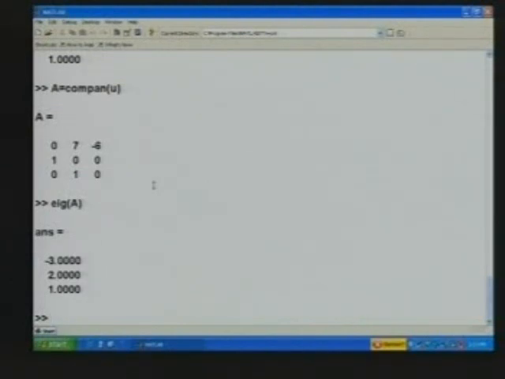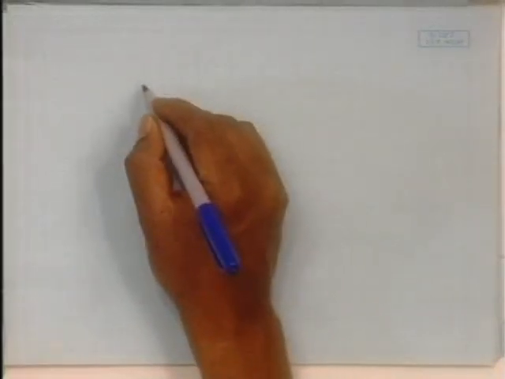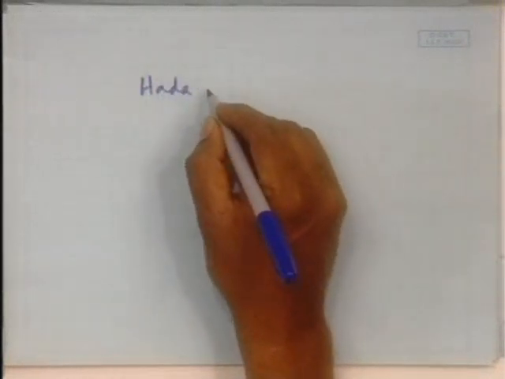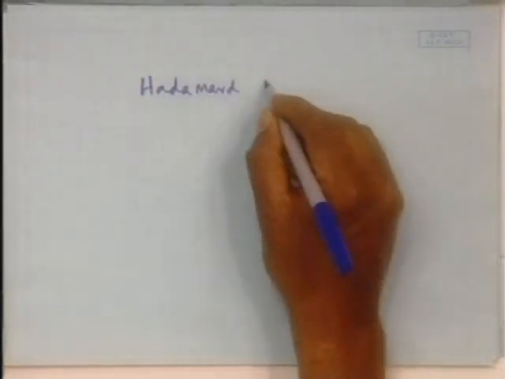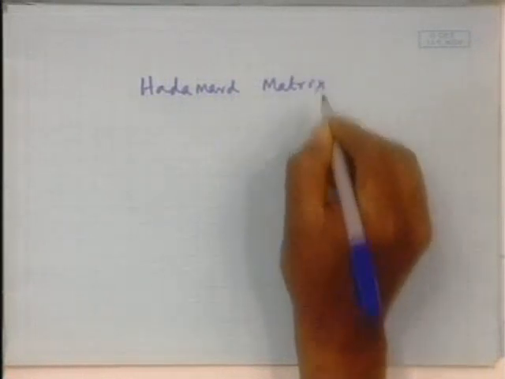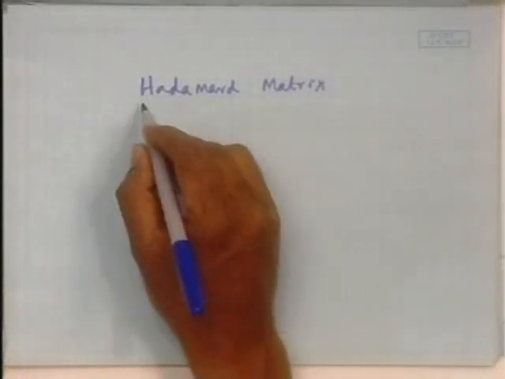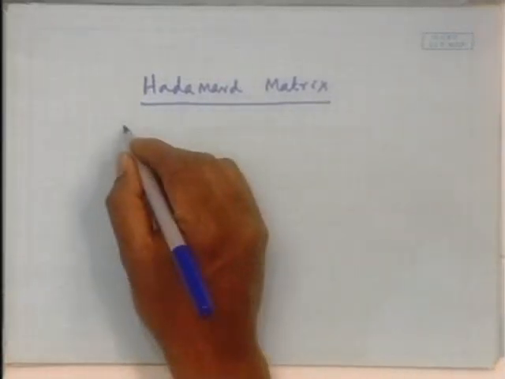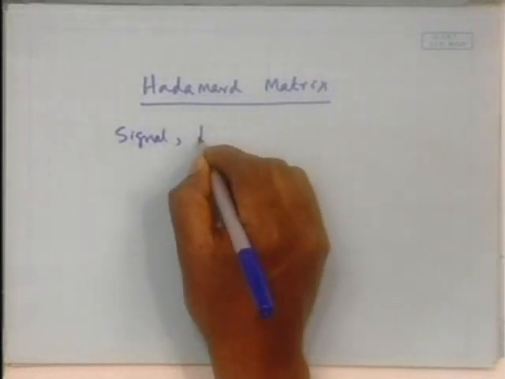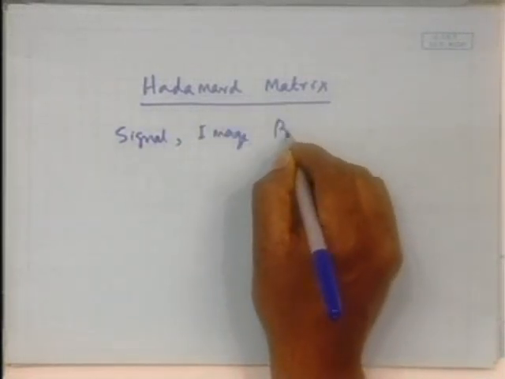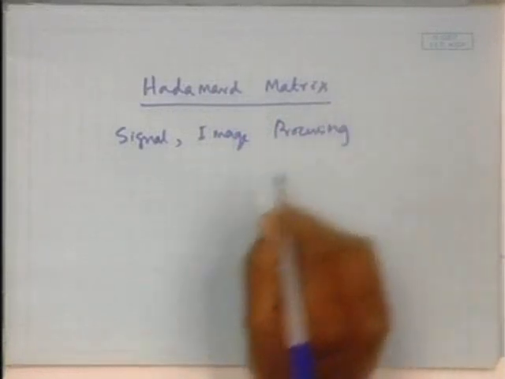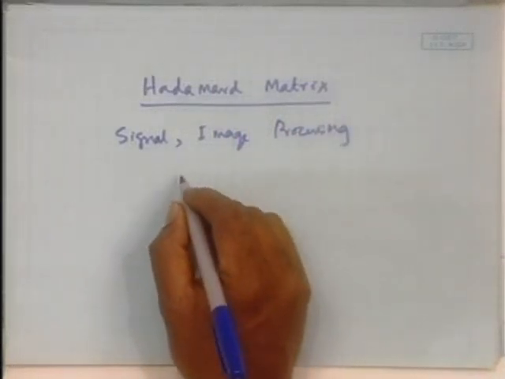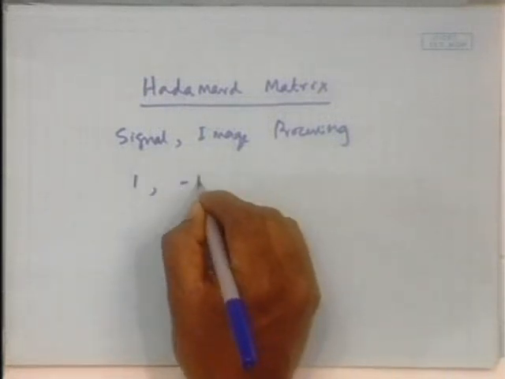Then the next matrix we will discuss is called the Hadamard matrix. It is called the Hadamard matrix. This is a matrix which is used very much in signal and image processing. The rows and columns of this matrix have two values, either 1 or minus 1.